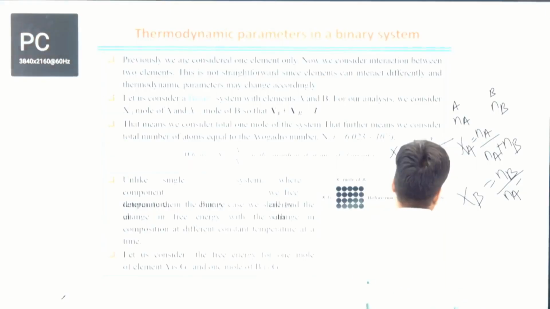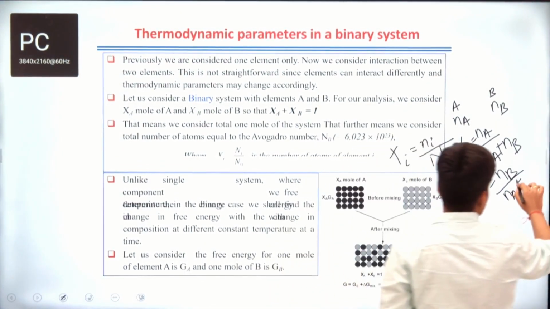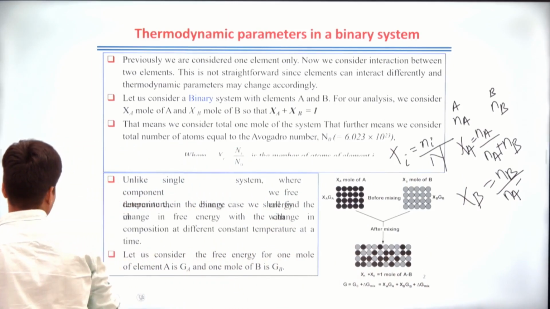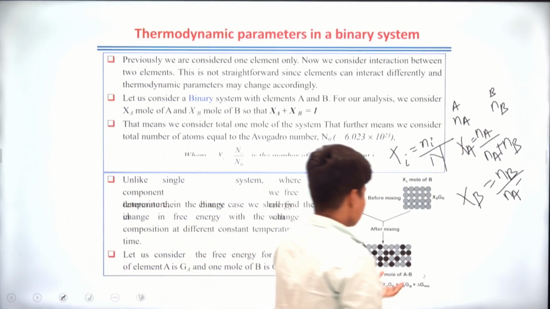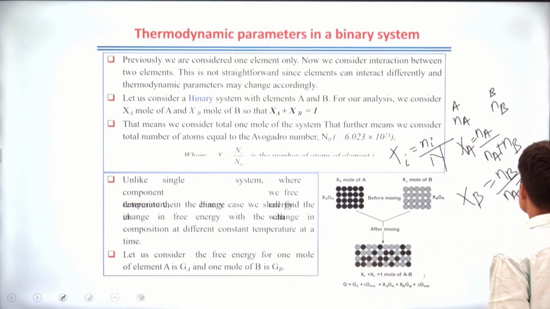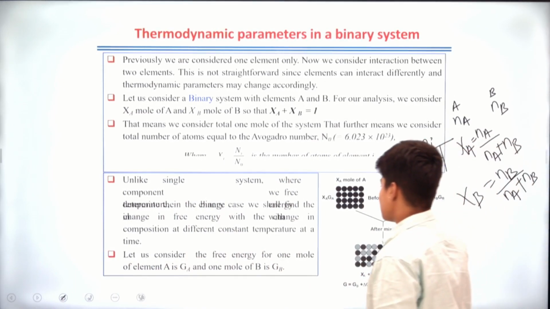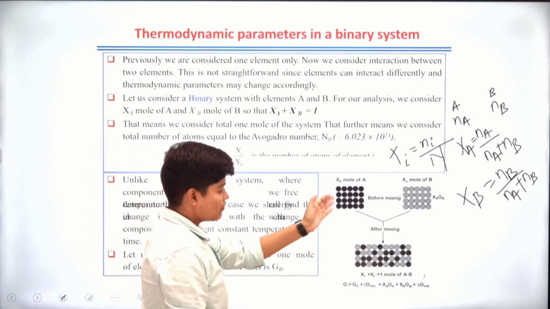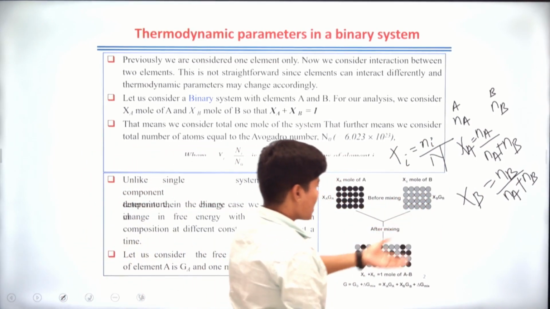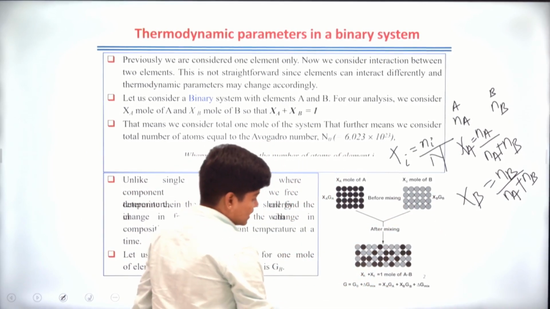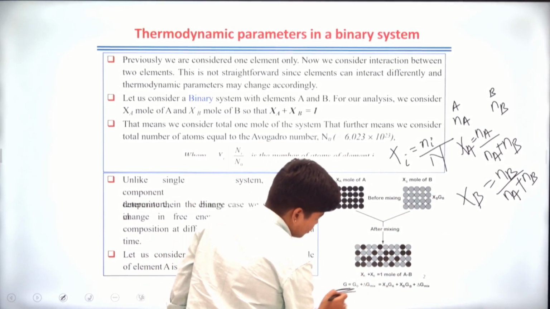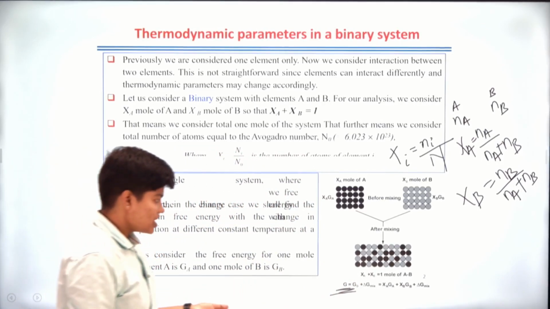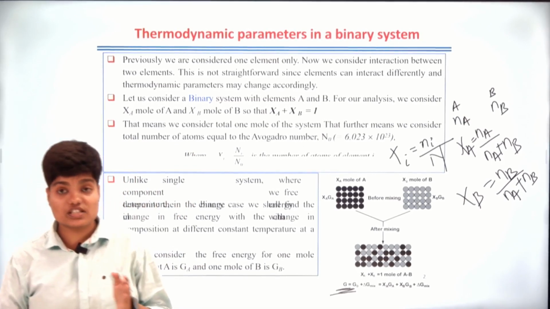This is before mixing. After mixing this will be the mole fraction, and Ga will be the Gibbs free energy of A and Gb will be the Gibbs free energy of B. After the mixing, the total Gibbs free energy will be G naught plus ΔG mix. G naught means the initial free energy, and ΔG mix means the free energy change due to mixing.